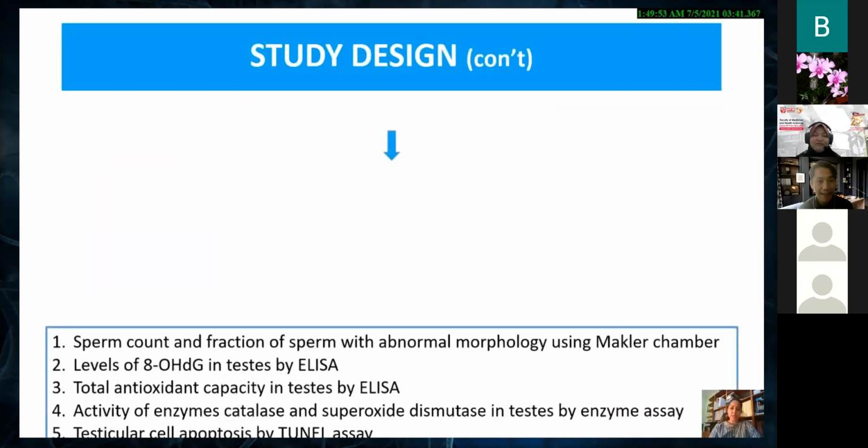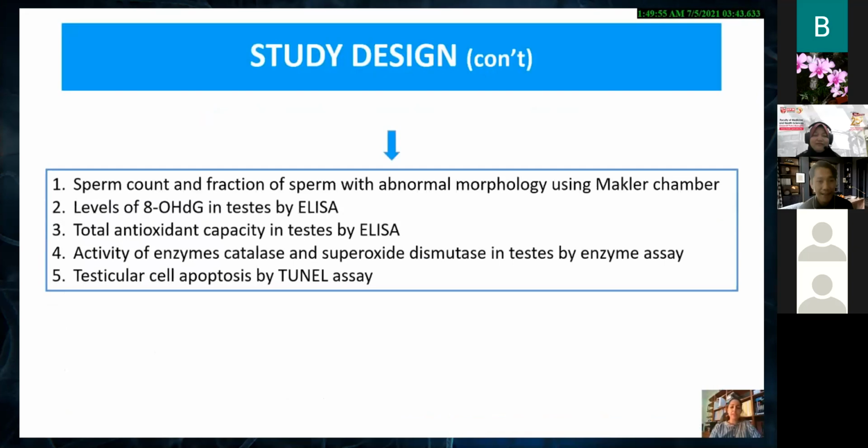These tests included measuring the total sperm count and fraction of sperm with abnormal morphology, measuring the levels of 8-OHdG, measuring the total antioxidant capacity, and measuring the activity of the enzymes catalase and superoxide dismutase in the testicular tissue, and also investigating testicular cell apoptosis by TUNEL assay.